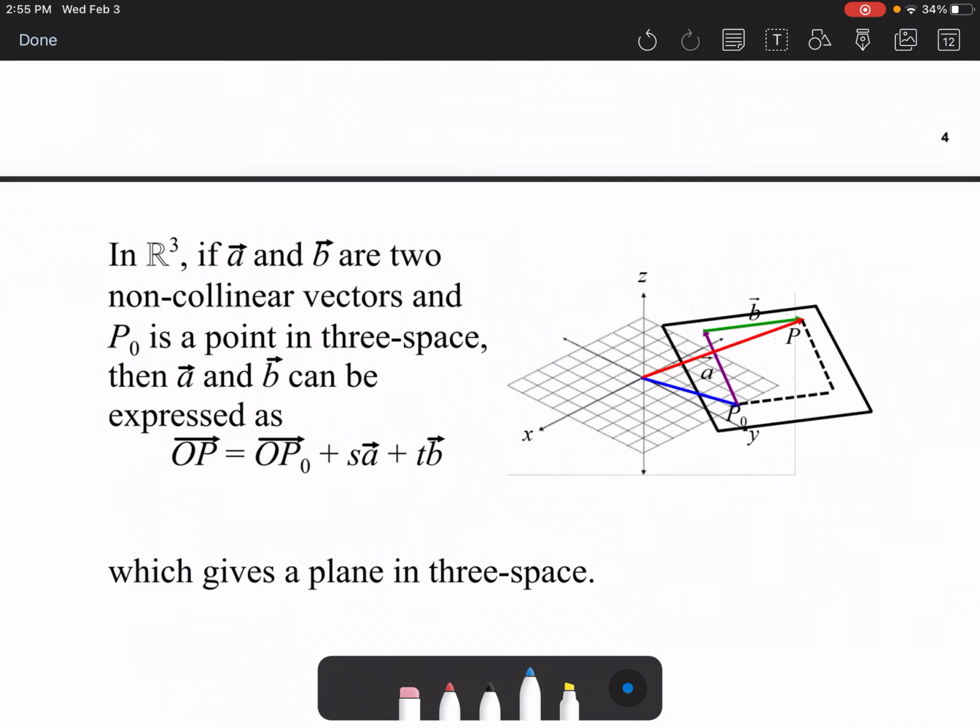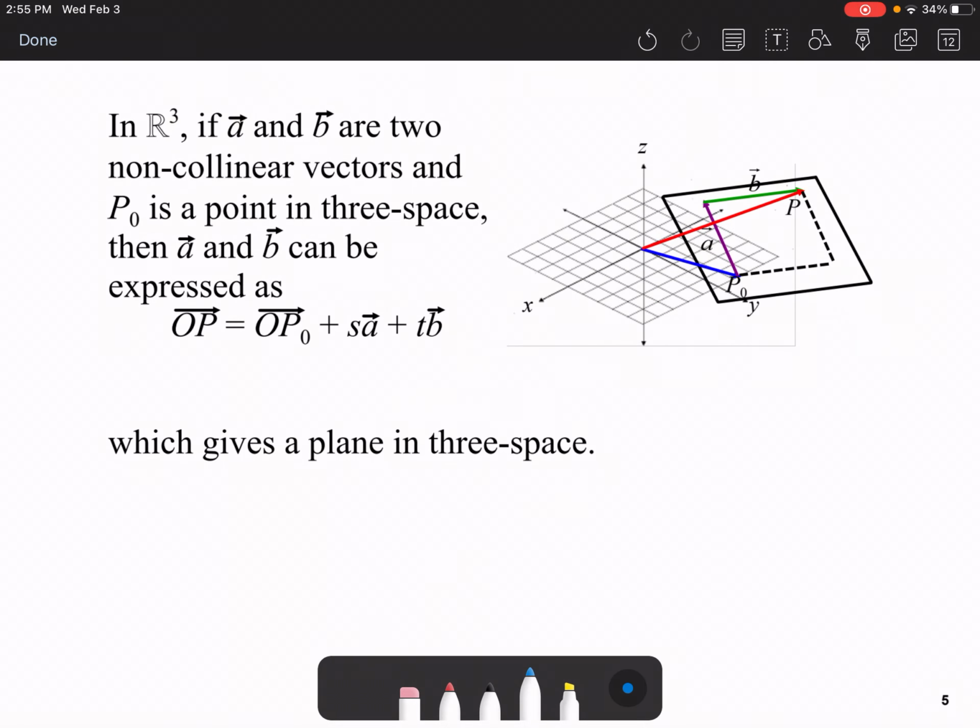Okay, so moving along. Now, just like in two-dimensional space and three-dimensional space, you can write vectors in other formats. You can do the same thing with planes. So in 3 space, if A and B are two vectors that are non-collinear, and P sub 0 is a point in 3 space on the plane, then any vector OP to a point on the plane can be expressed as the original OP sub 0 plus some scalar multiple of A plus some scalar multiple of B.